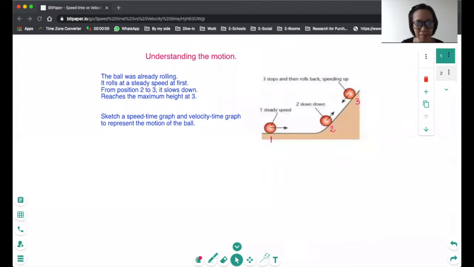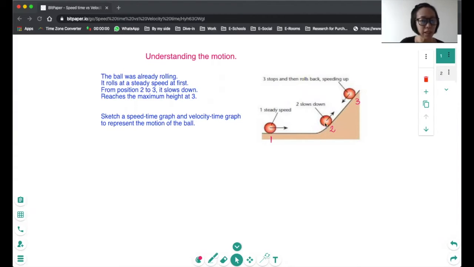Hi there. Here's a video to illustrate the difference between speed time graph and velocity time graph, and I hope it's useful for you. I'm going to use this simple example of how a ball is rolling from a horizontal surface up a slope, and it comes back down.